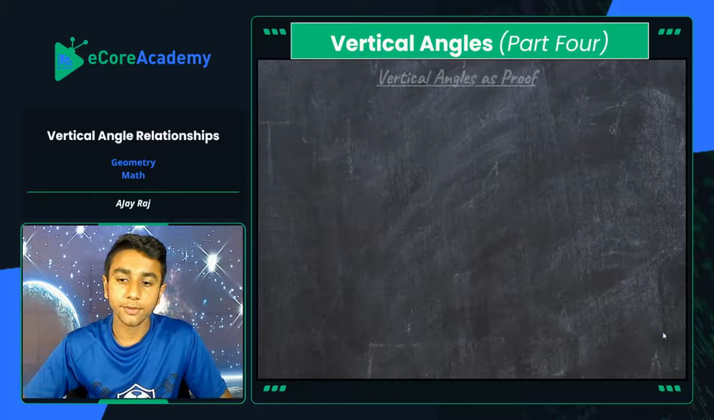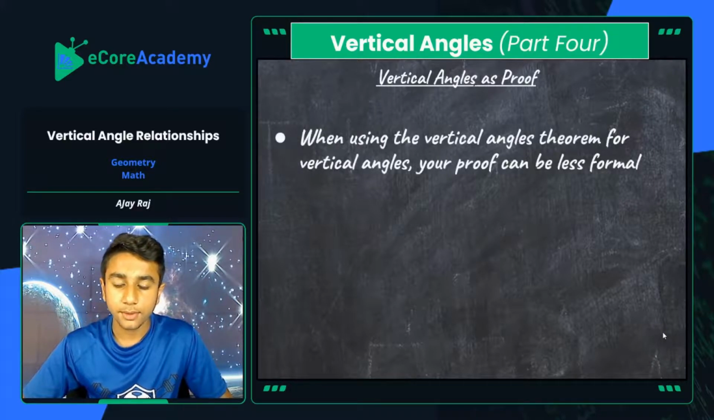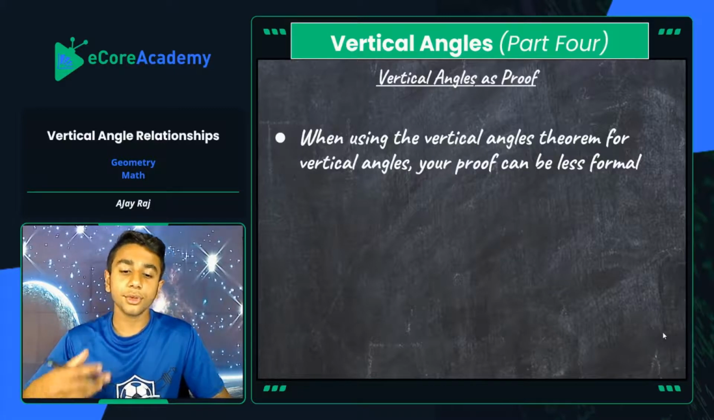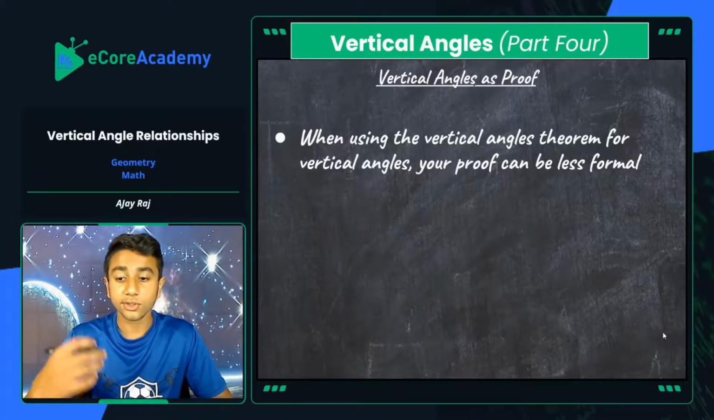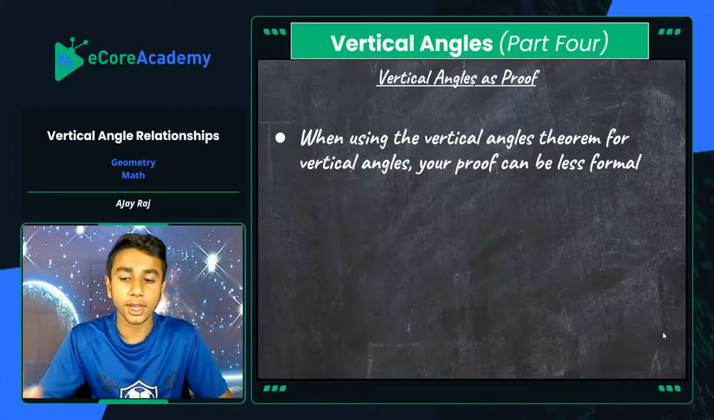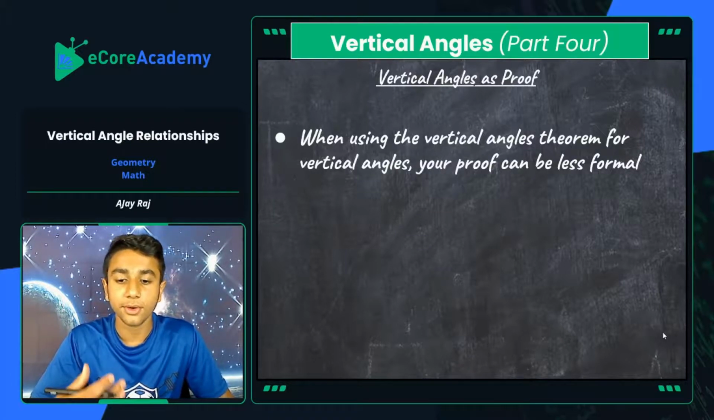So vertical angles part 4, let's look at vertical angles as proof. When using the vertical angles theorem, you can use it as proof, and your proof can be less formal. Like I said, you can use certain properties or definitions or even theorems. In this case, the vertical angles theorem is very popular because it can be used as proof, supporting any form of vertical angles by the definition and any two intersecting lines. So you can use the vertical angles theorem for vertical angles, and your proof can be less formal, meaning if you're saying that because B and C form a vertical angle pair, that means that they must be congruent, since that's part of the vertical angles theorem.